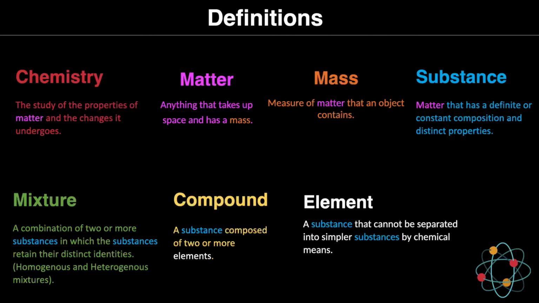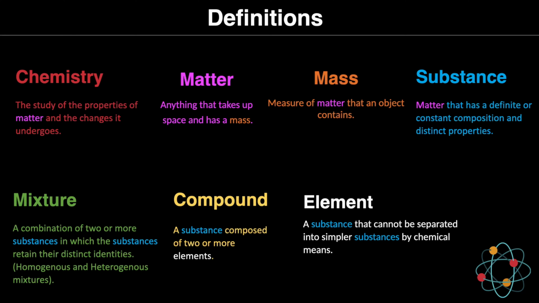So first we have chemistry. Chemistry is defined as the study of properties of matter and the changes that matter undergoes. Now what is matter? Matter is anything that takes up space and has a mass. What is mass? Mass is a measurement of the matter that an object contains. It's not like weight, okay, but it's mass. It's a measurement. Now, a substance is matter that has a definite or constant composition and distinct properties.